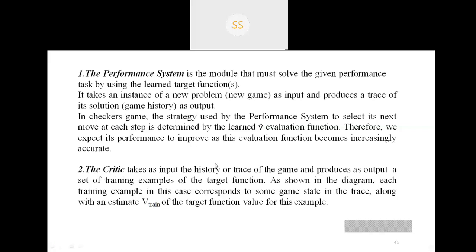The next stage in the design is the critic. It takes as input the history of the game and produces as output a set of training examples of the target function. As shown in the diagram, each training example in this case corresponds to some game state in the space, along with an estimated training value of the target function for this example. So if you are not meeting the performance criteria, then the critic stage is going to generate the set of training examples of the target function.